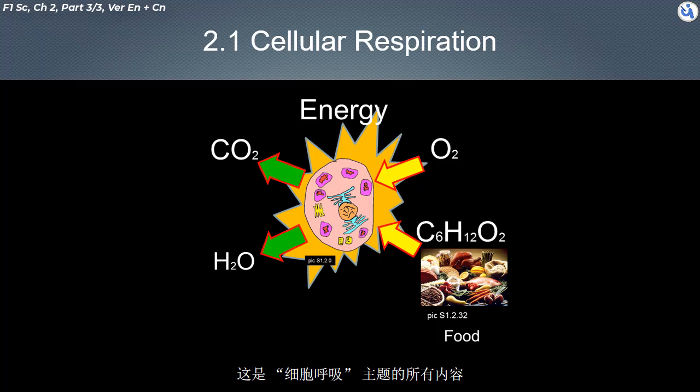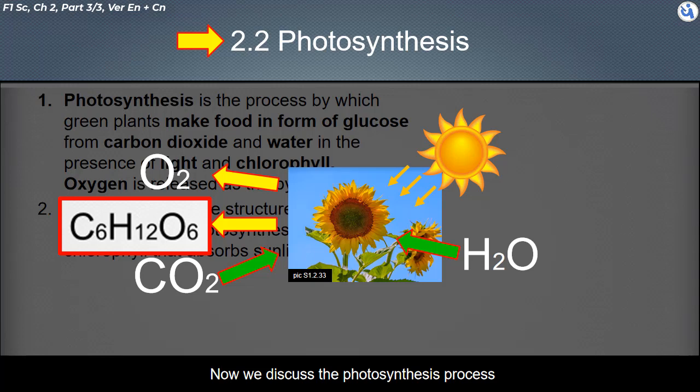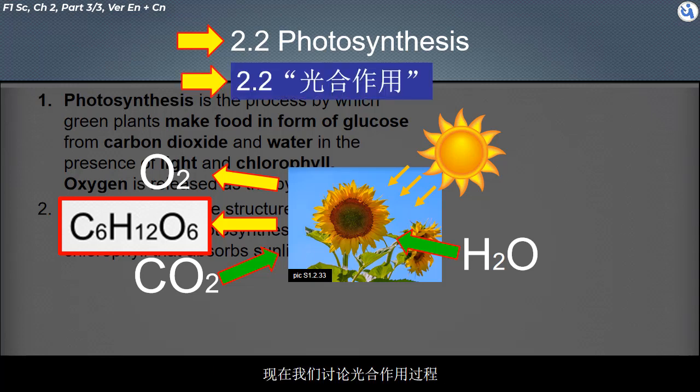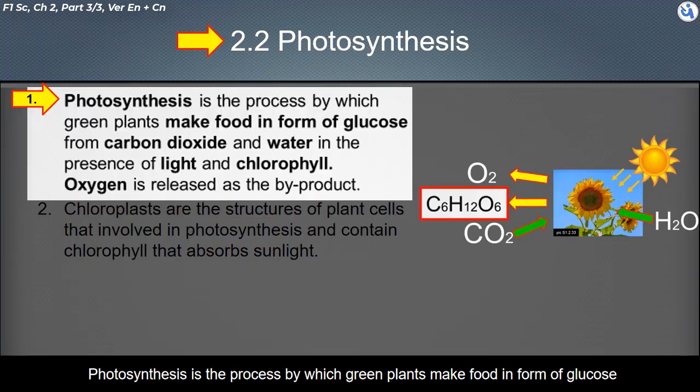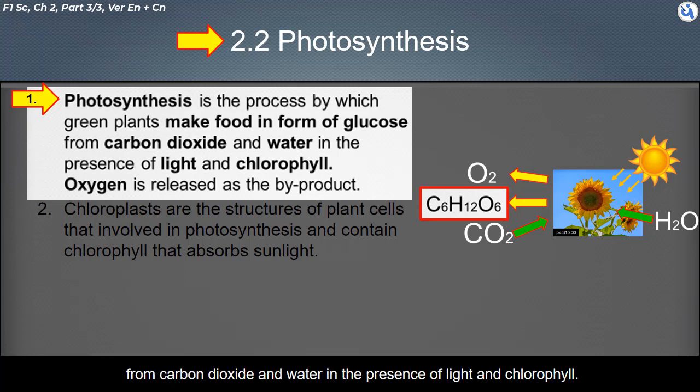Now, we discuss the photosynthesis process. Photosynthesis is the process by which green plants make food in the form of glucose from carbon dioxide and water in the presence of light and chlorophyll. Oxygen is released as the byproduct.